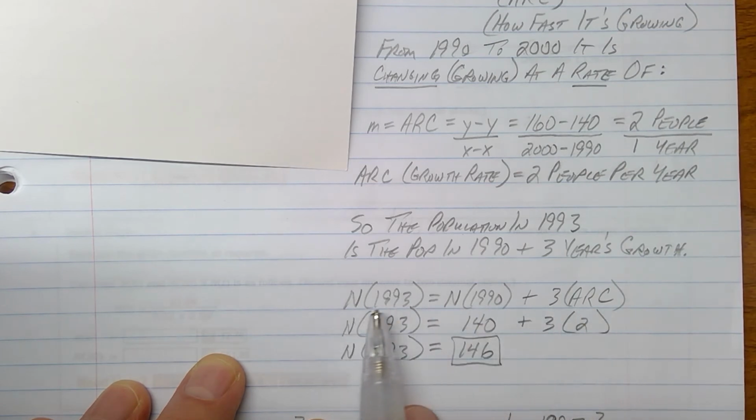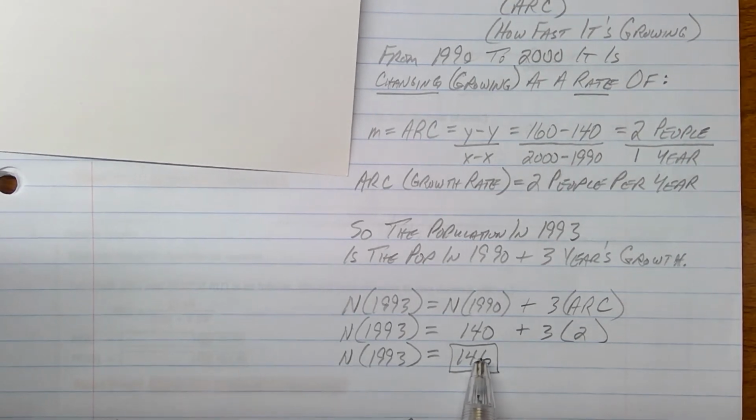So here's the fancy math way of writing it. The number of people in 1993 is the number of people we had in 1990 plus 3 more years of growth, 3 more years of average rate of change, 3 more years of slope, all right? Start thinking about this as like a growth rate. So the number of people in 1993 is 140. That's how many we had in 1990, plus 3 more years of growth at 2 people each year. So 3 times 2, that's going to be 6. I need to add 6 more people. 3 more years of growth at 2 people per year. So we end up with the number of people in 1993 is 146.